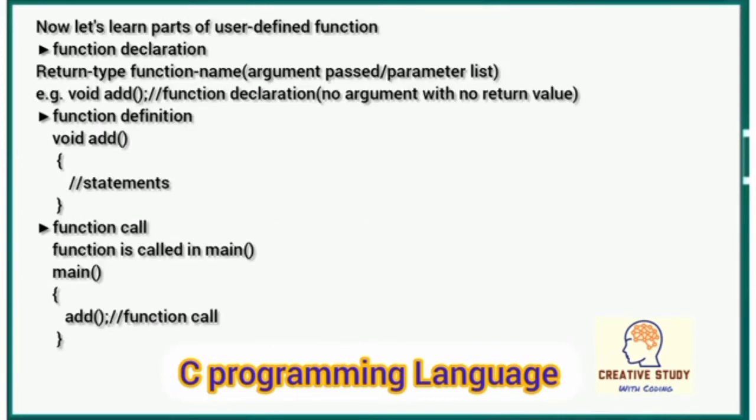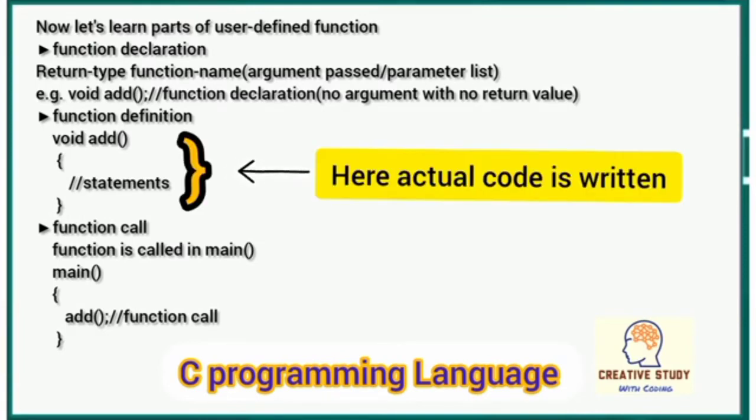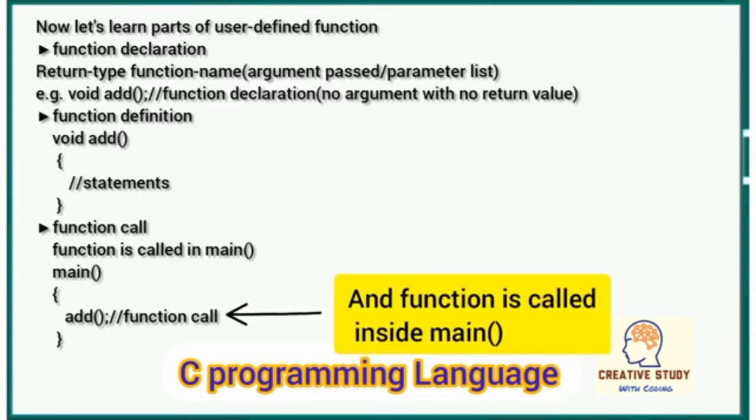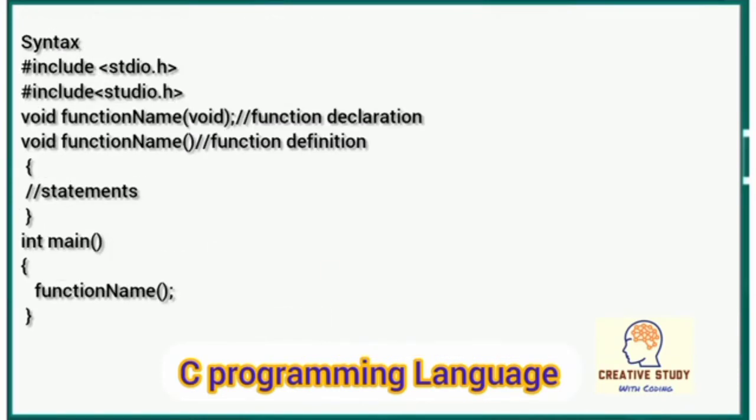Now let's learn how to create a user-defined function. Let's see how to do this. We know it has three parts: function declaration, function definition, and function call. The syntax of function declaration is return type, function name, and the argument list. Let's suppose we have taken no argument with no return value, user-defined function. So we'll write here void add function with a semicolon. It is declared at the top of the program. In function definition, actual code is written and function is called inside main function. So a user-defined function is written like this.